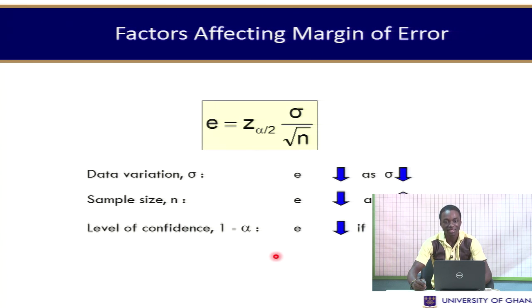So, it tells us that there are three main factors that affect our margin of error. First is the variability, second is the sample size, and third, we have the level of confidence.